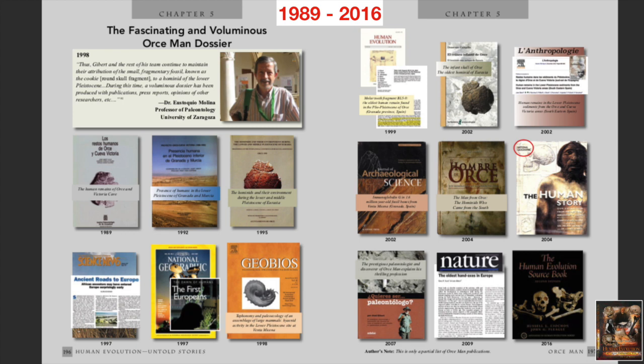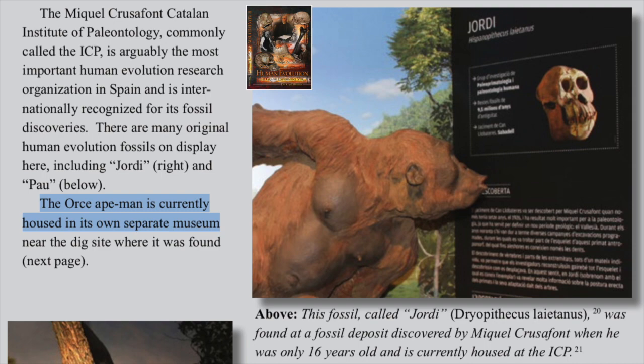Okay, so that was 1984 when they figured out it was a donkey skull, but yet it still shows up. From 1989 to 2016, it shows up as an ape man in National Geographic, in Nature, and it may still be going on today. So at the Orce Museum, the ape man is still in a museum.